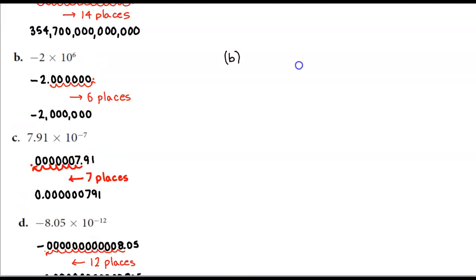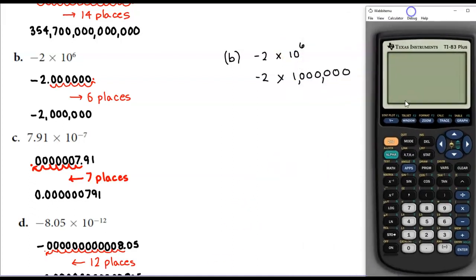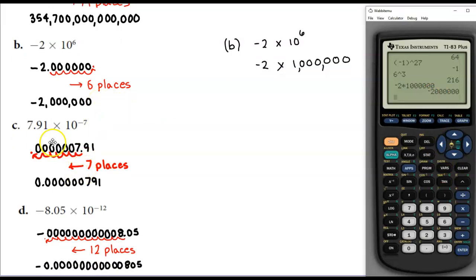If we look at B, this is negative 2 times 10 to the 6th, which is the same thing as negative 2 times 10 with 6 zeros. So it's 1, 2, 3, 4, 5, 6. So if we take a look at this on a calculator, let's take negative 2 and multiply it by 1, 0, 0, 0, 0, 0, 0, and we get negative 2 million like we got here. Okay, now let's take a look at C.